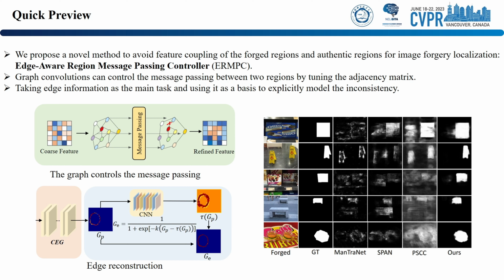In this work, we propose a novel method to avoid feature coupling of the forged regions and authentic regions for image forgery localization, called Edge-Aware Region Message Passing Controller (ERMPC). Our key insight is that graph convolutions can control the message passing between two regions by tuning the value of the adjacency matrix, leading to effective feature decoupling.